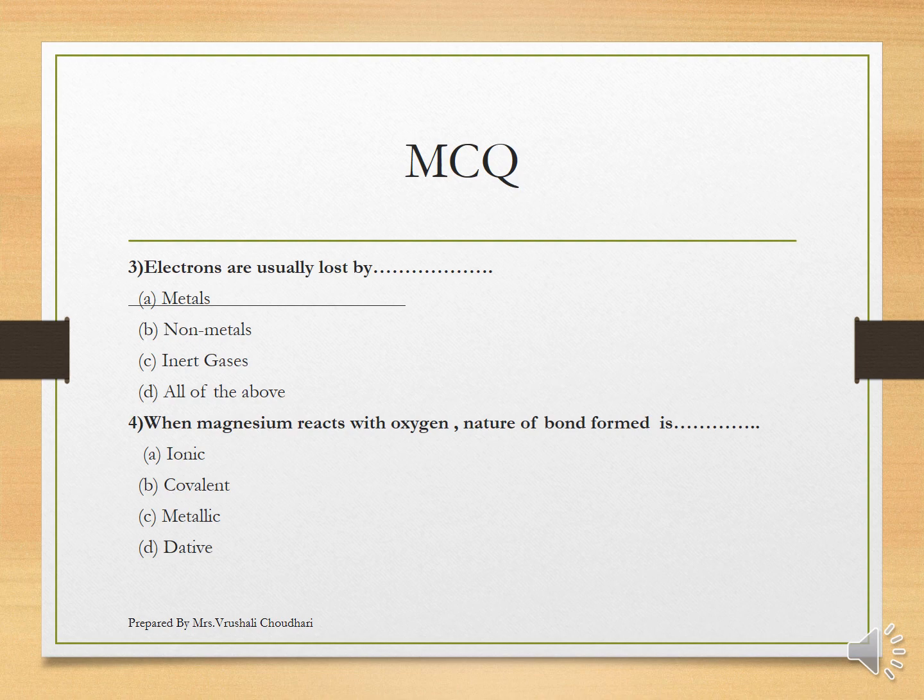Next question: when magnesium reacts with oxygen, the nature of the bond formed is. Options are ionic, covalent, metallic. As magnesium is a metal and oxygen is a non-metal, if they are dissimilar atoms, the bond is always an ionic bond.